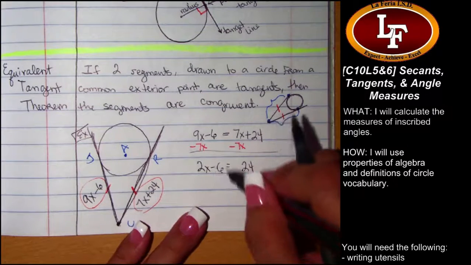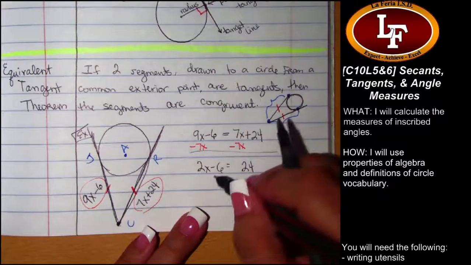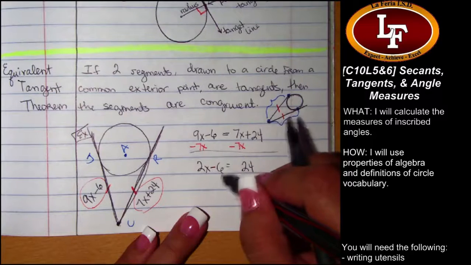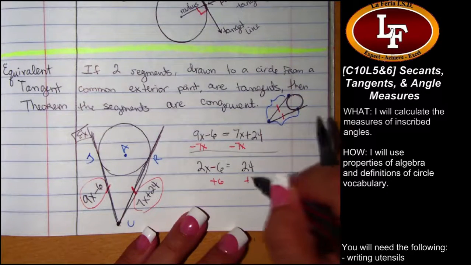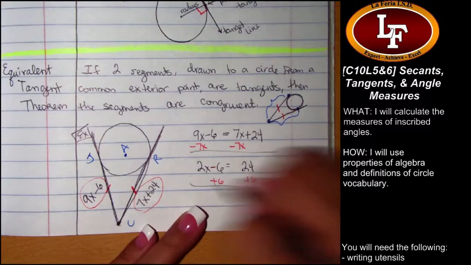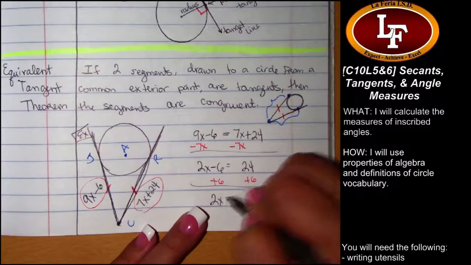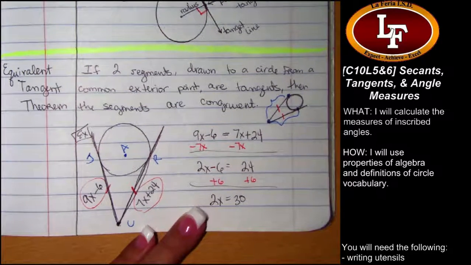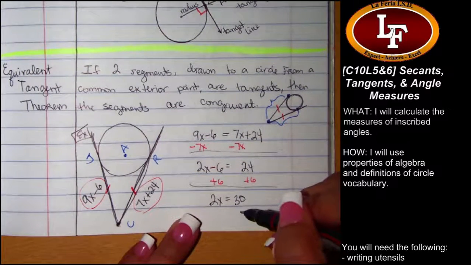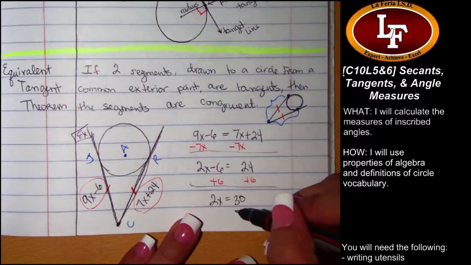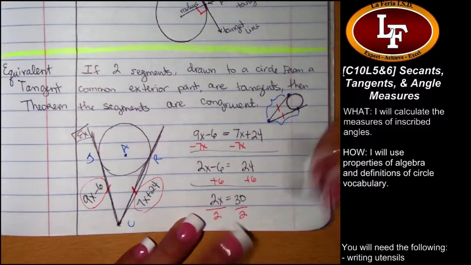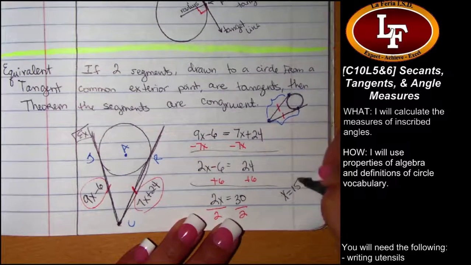Let's get rid of the 6. And how do I get rid of a minus 6? Plus 6. 24 plus 6 is 30. And then get rid of the 2. Divide by 2, he says, because they're multiplying by 2. X is 15. Ooh, I did good with these numbers today.